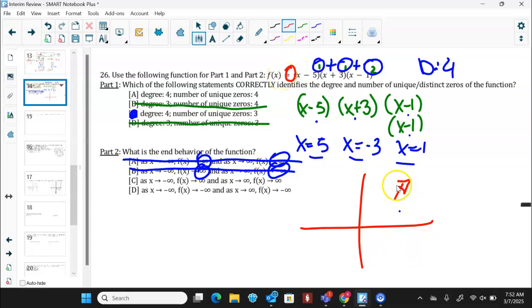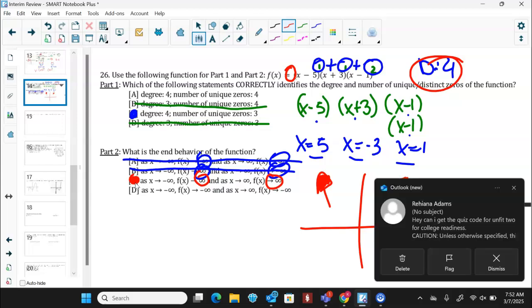So that means that my ends here are going to end this way, which means both ends have to go positive because I have a positive leading coefficient and an even function. Okay, so even function means the ends are going to go in the same direction, and it's up to the leading coefficient whether it's going to go up or down. So that means both ends are going to go up, which means the correct answer is C. Now you are welcome to graph this and check it on the graph and look at it as well.